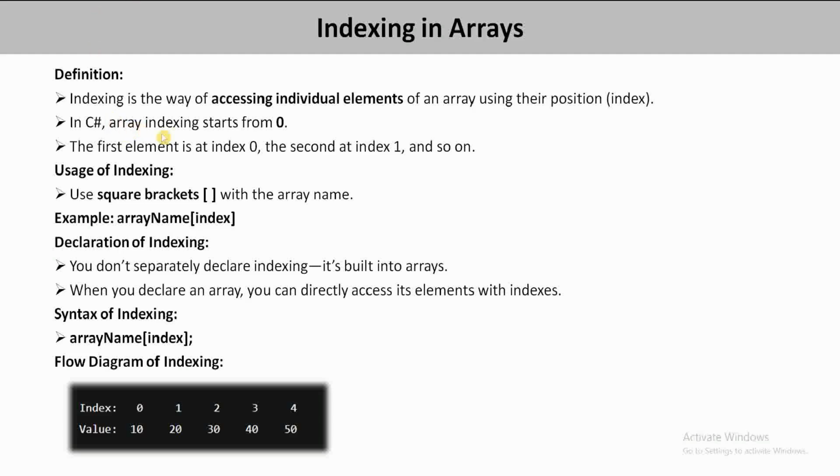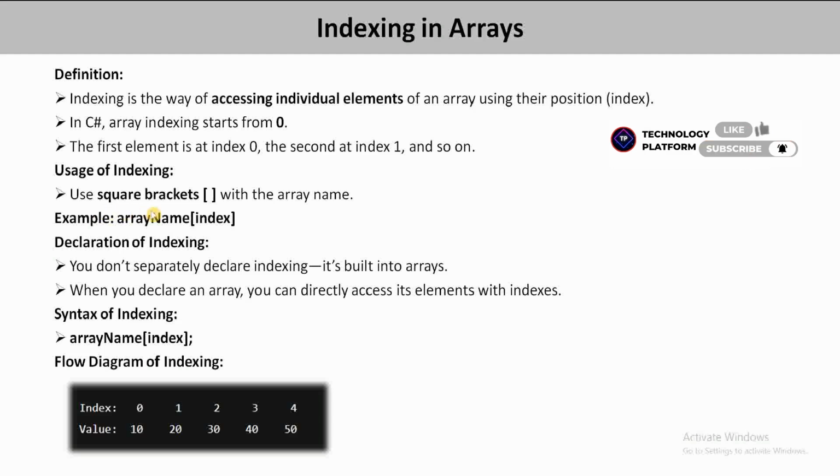In C#, array indexing starts from 0. As I already told you, indexing always starts from 0. The first element is at index 0, the second is at index 1 and so on. Indexing starts from 0, then the next element is at 1, and then the next element at 2, and so on. That is the usage of indexing.